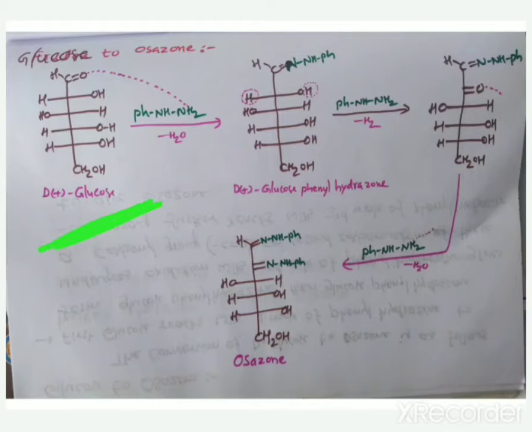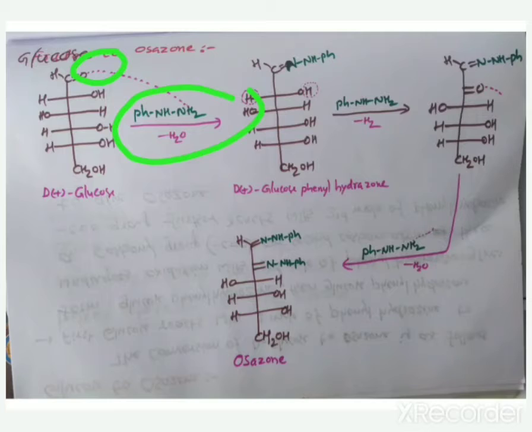D-glucose. Already we have the glucose structure. This glucose structure contains a C double bond O group. So initially glucose reacts with phenylhydrazine to form D-glucose phenylhydrazone. What is happening here? PhNHNH2 removes one oxygen from the C double bond O group.